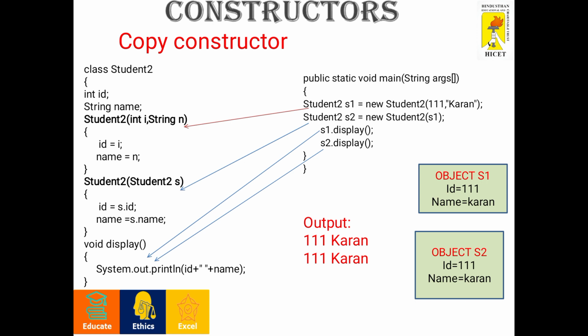s1.display and s2.display will call the same function. s1.display will display the values of object s1, and s2.display will display the values of object s2. If we execute this program, we'll get the output like this: 111 current and 111 current. Here both outputs are the same because we copied the values of s1 into s2.